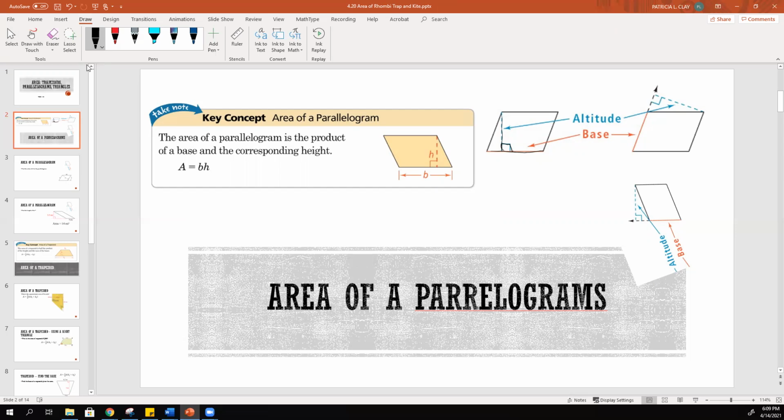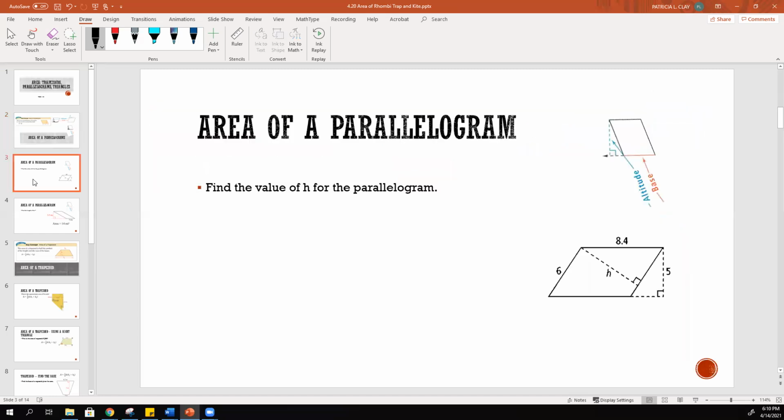So I rotated the picture because sometimes rotating figures helps us solve it better. So here's our base. Now we can see that we have to draw this little imaginary line right here in order for us to get our right angle and come up, and that will be our height, okay? So let's work on a couple examples real quick.